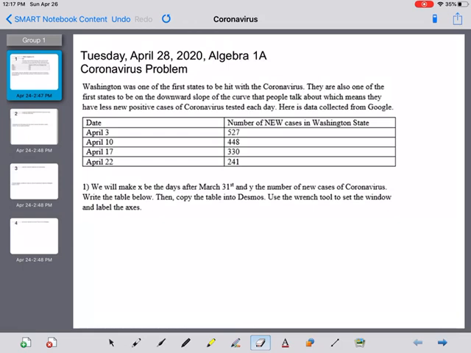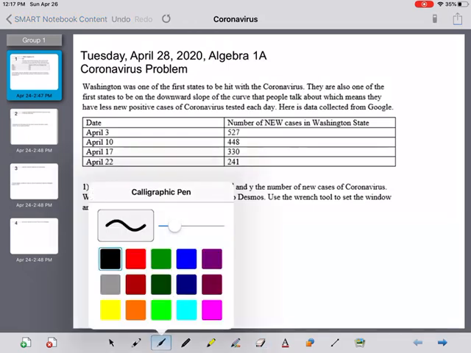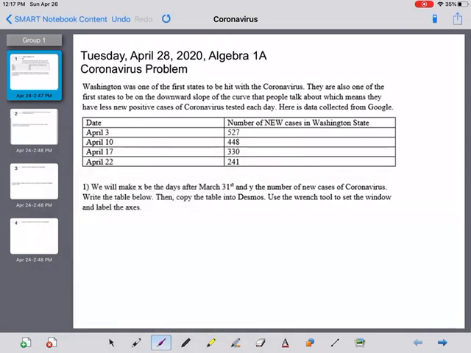So Washington State was one of the first states to be hit with the coronavirus. They are also one of the first states to be on the downward slope of the curve that people talk about, which means they have less new positive cases of coronavirus tested each day.